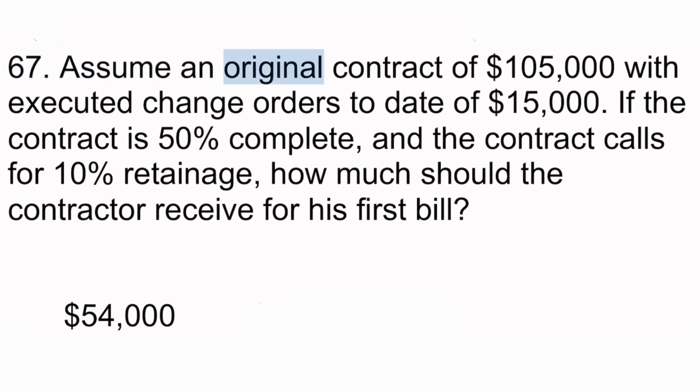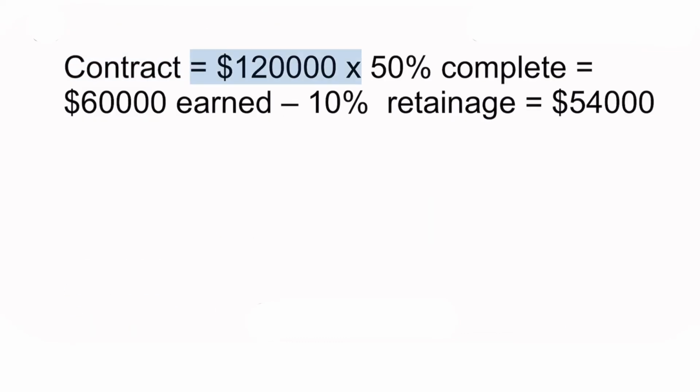67. Assume an original contract of $105,000 with executed change orders to date of $15,000. If the contract is 50% complete, and the contract calls for 10% retainage, how much should the contractor receive for his first bill? $54,000. Contract equals $120,000 x 50% complete equals $60,000 earned, minus 10% retainage equals $54,000.